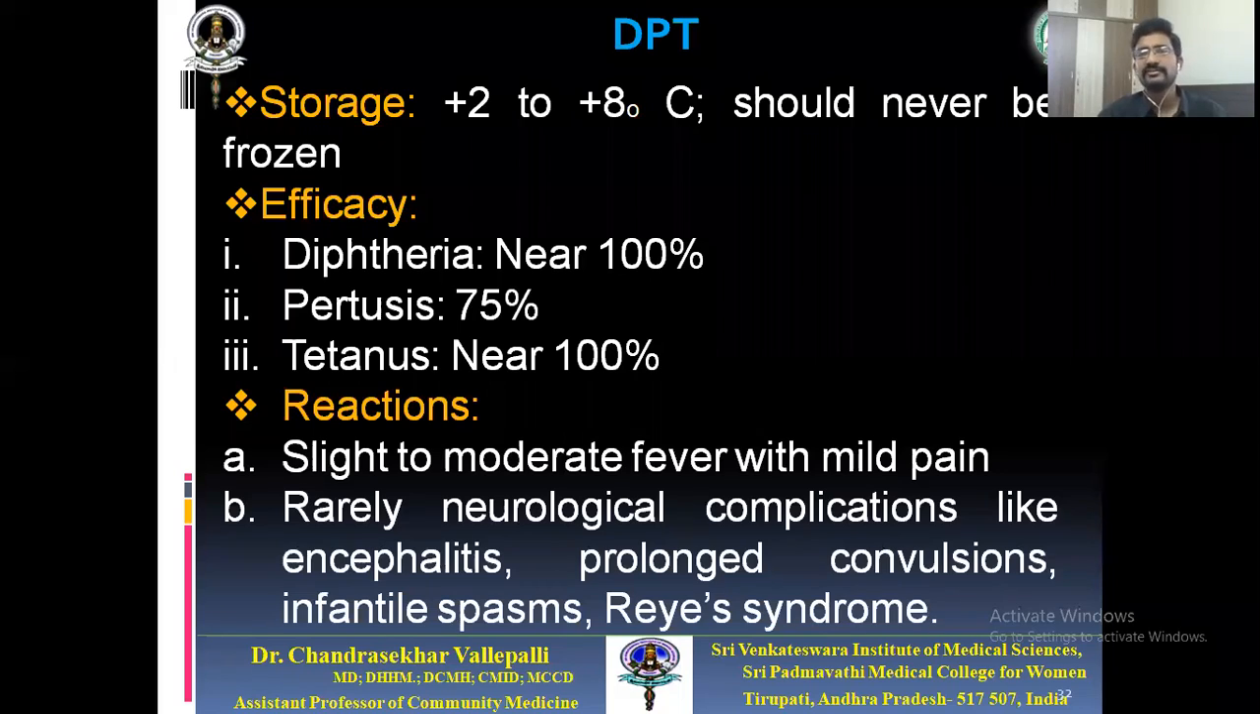So what is the efficacy? Against diphtheria, it is almost 100%. Against tetanus also almost 100% protection. Pertussis or whooping cough, it is 75% protection. So what are the reactions or side effects? Slight to moderate fever with mild pain you will experience after this injection. And rarely neurological complications will be encountered, like encephalitis, prolonged convulsions, infantile spasms, or Reye's syndrome. These we can see as the reactions to the DPT vaccine.